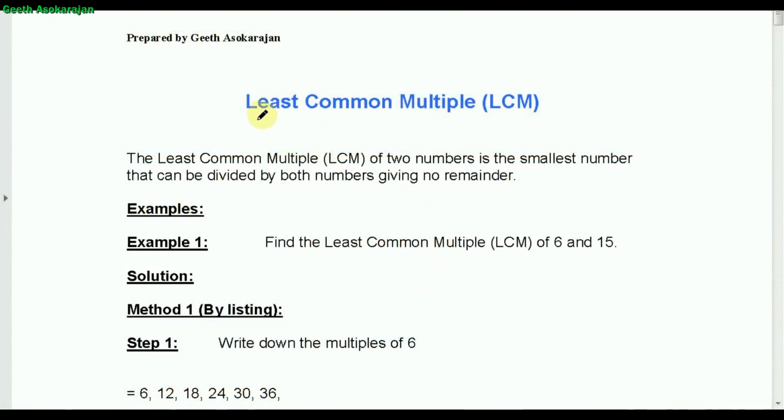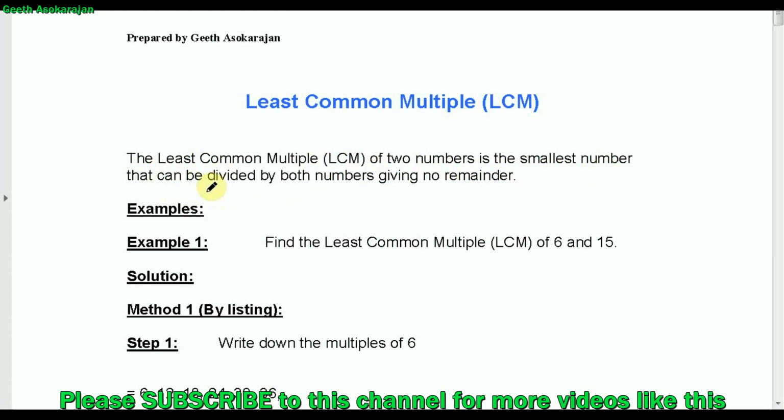Right, in this video I'm going to talk about the least common multiple, abbreviated by the letters LCM. The least common multiple, or LCM, of two numbers is the smallest number that can be divided by both numbers giving no remainder, or zero remainder.